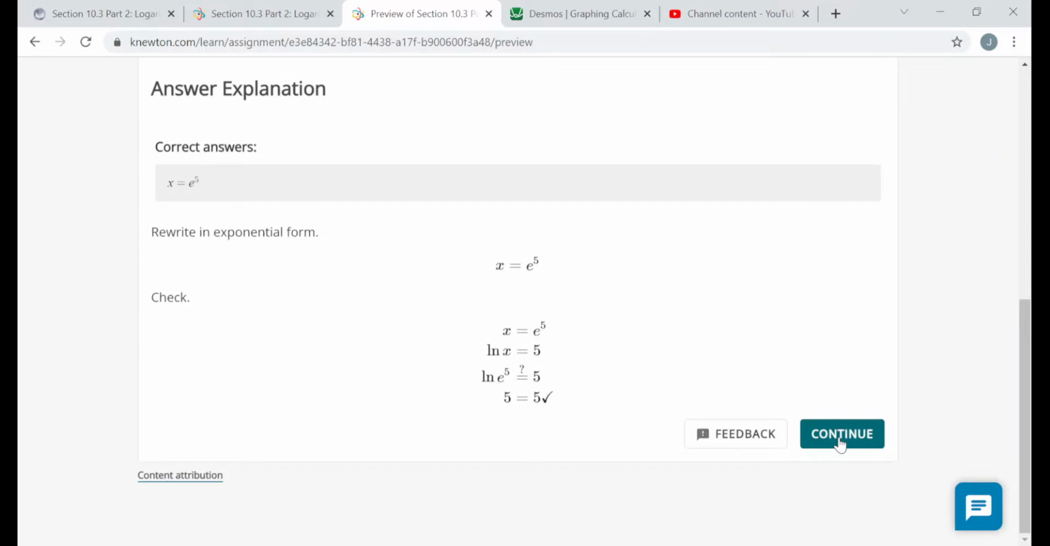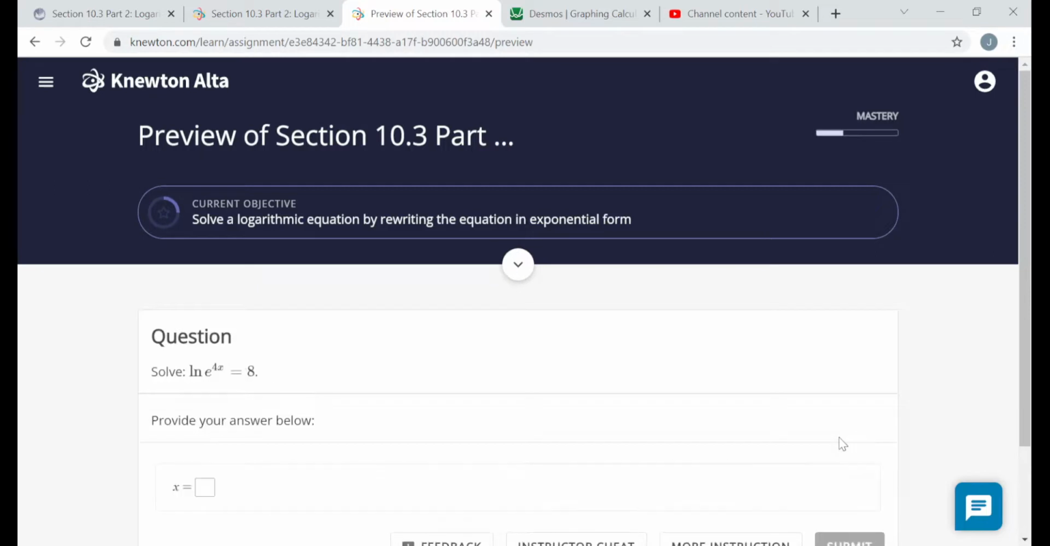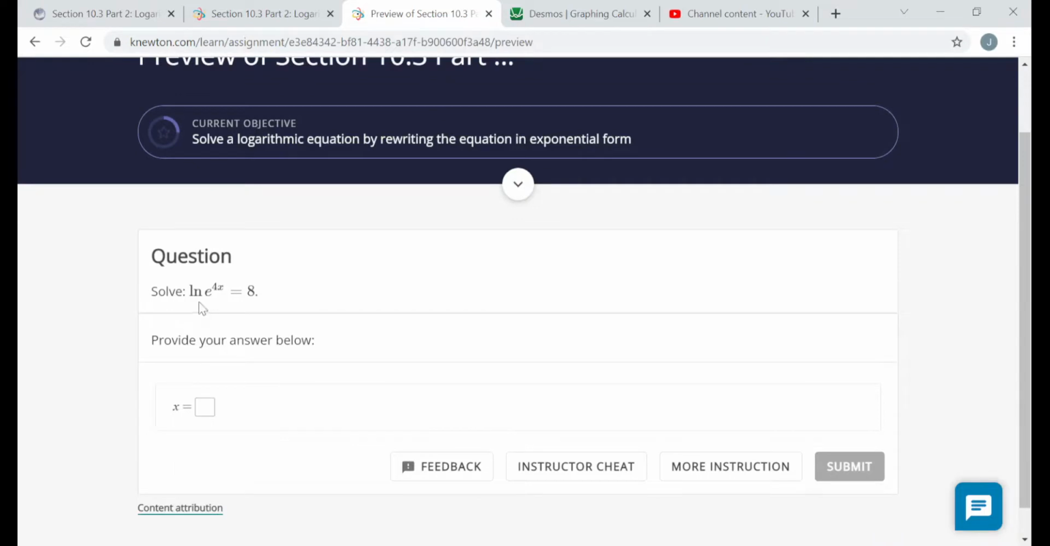All right, next question. There's another one. Solve a logarithmic equation by rewriting the equation in exponential form. This one I really don't have to, because the natural log of e to the 4x is just 4x. Right? Logs with a base, and then if the argument with that same base is inside, they kind of undo each other. But I'll write it out.